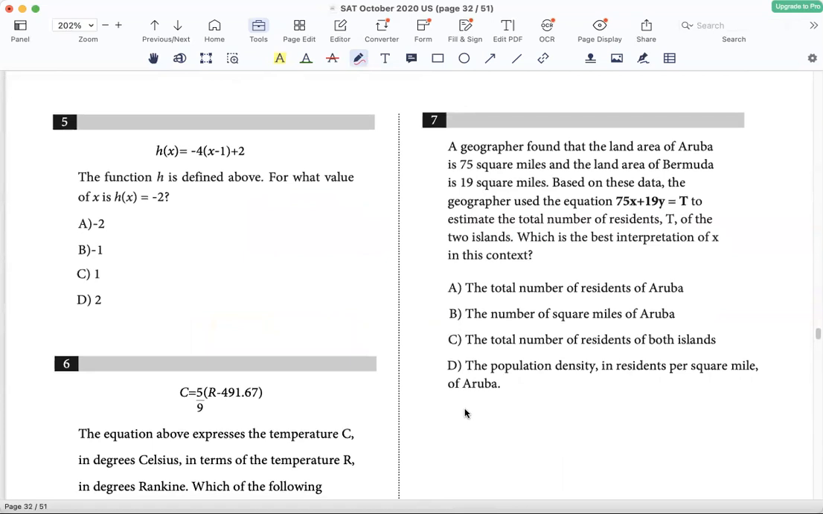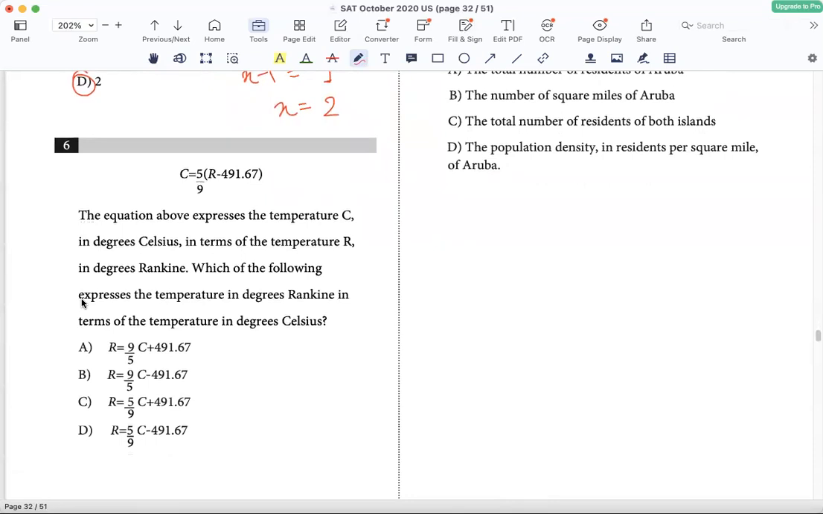h(x) is given. For this function defined above, for what value of x is h(x) equal to -2? So -4 times (x minus 1) plus 2 has to be -2. So -4 times (x minus 1) is -4, which means x minus 1 is 1. So x is 2. So for x equal to 2, h(x) is -2.